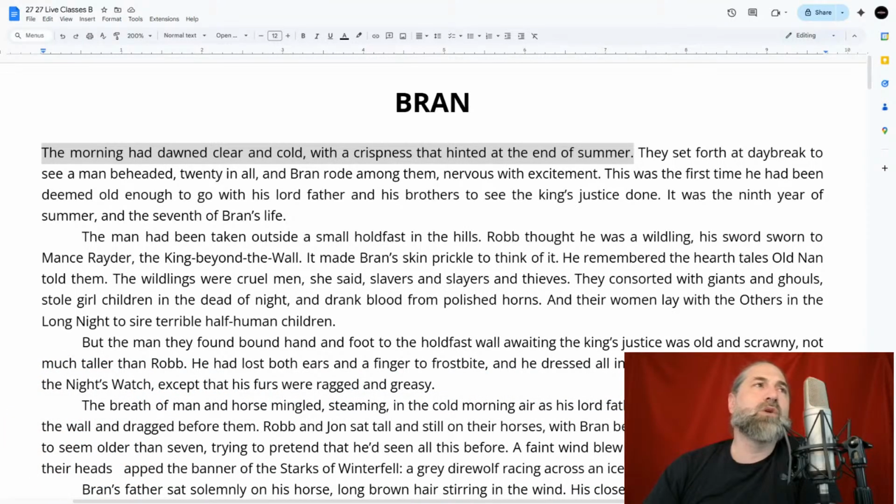So with that said, this is what we would consider world building. Now, remember, every sentence should have one or more of these three things. It can have plot, character, or world building, or a combination of those three things.